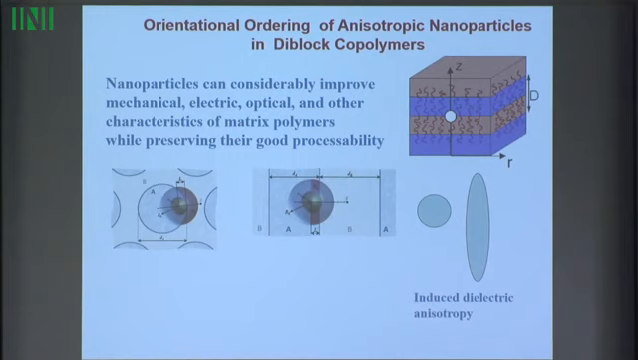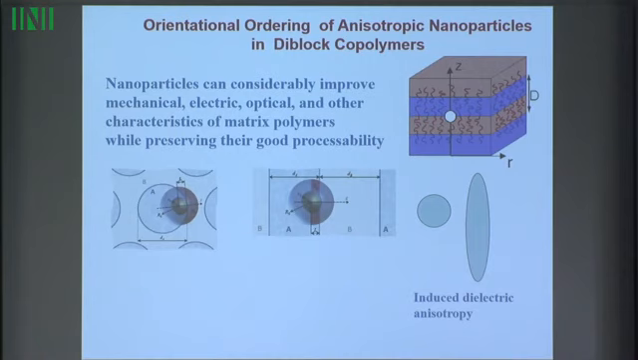And this actually is quite important for these materials, because block copolymers are important technological materials. And so they're used in many areas. And people already started to add nanoparticles to block copolymers, but mostly spherical nanoparticles, because even spherical nanoparticles seem to improve their mechanical, electric, and other properties. So this is ongoing research.